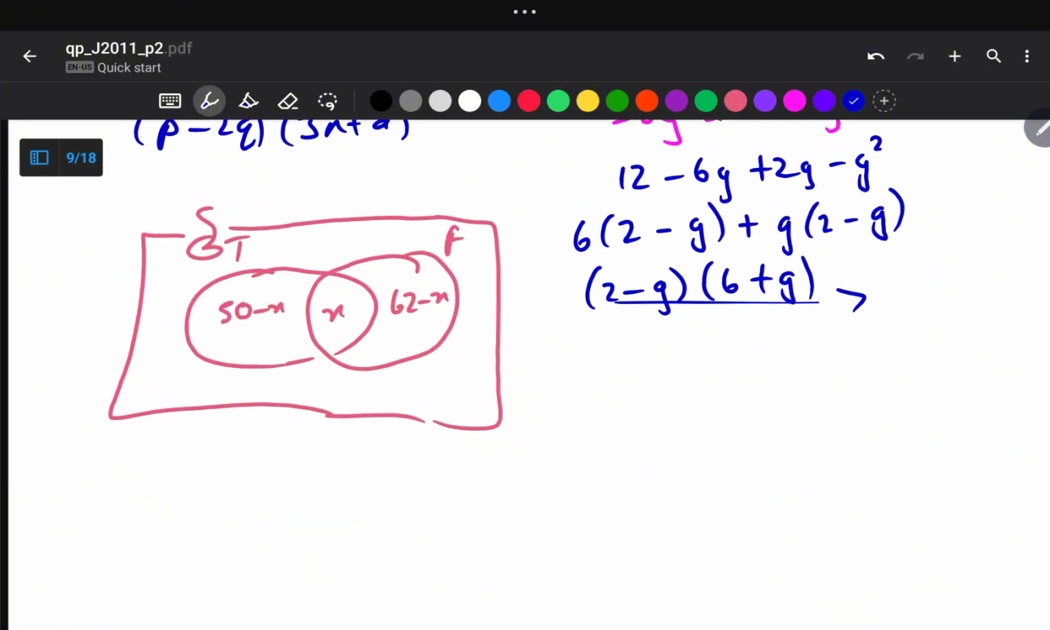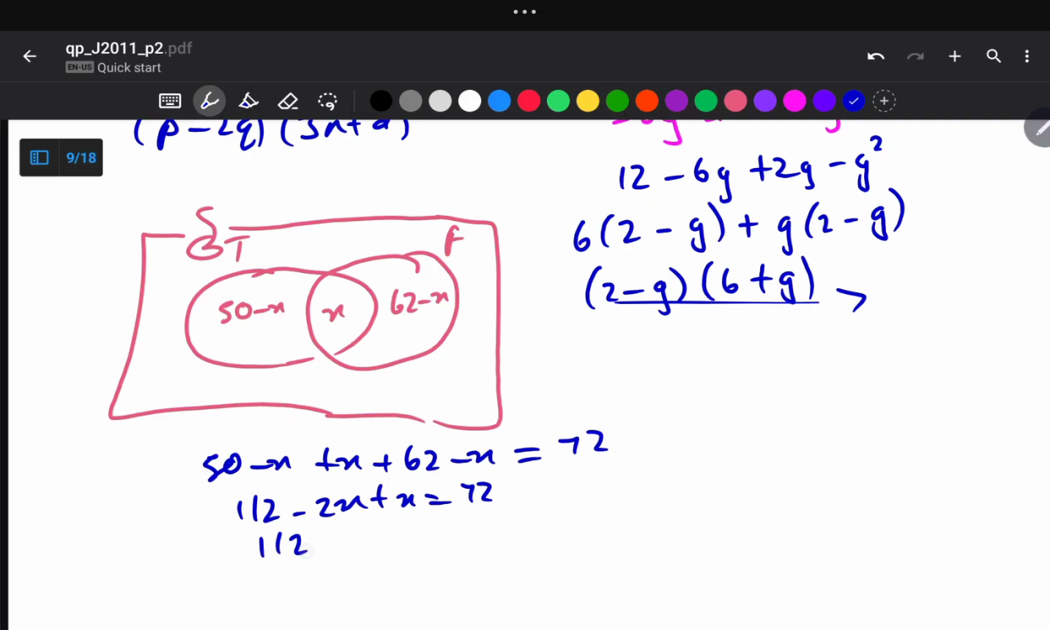Given that the total number of girls is equal to 72, we can now say it is 50 minus x plus 62 minus x is equal to 72. So this gives us 50 plus 62, which is 112. So 112 minus 2x plus x is equal to 72. Minus 2x plus x gives us negative x. Therefore, we now have 112 minus x being equal to 72.